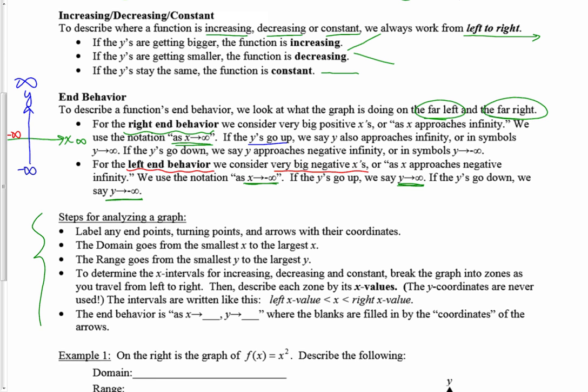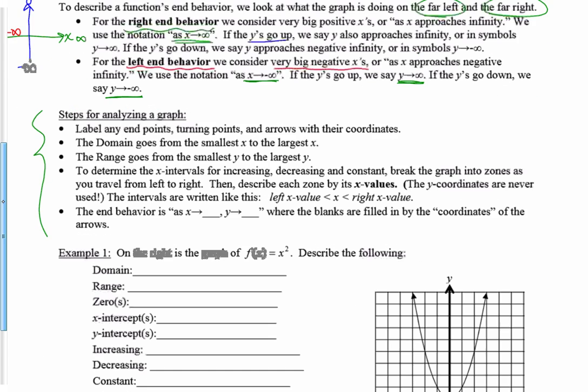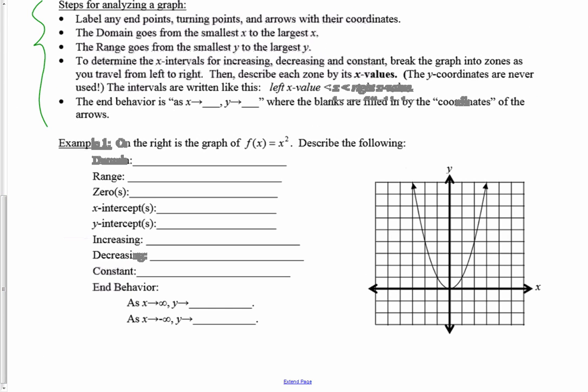So here are some steps for analyzing a graph, and we're going to do this on this first example down here. All right, so first thing I want to do is take my graph, and this graph right here is the function f of x equals x squared. And what I'm going to do is label any endpoints. My graph does not have any endpoints. Endpoints would be like the endpoint of a square root function. I need to label that point.